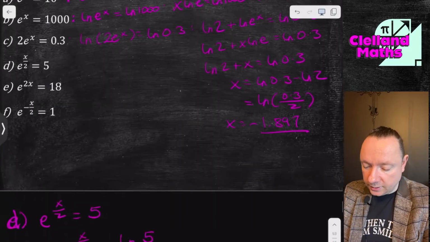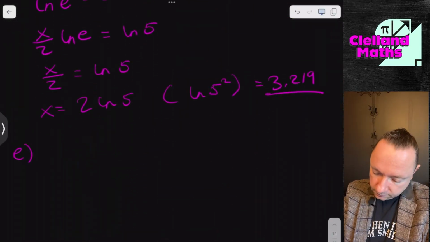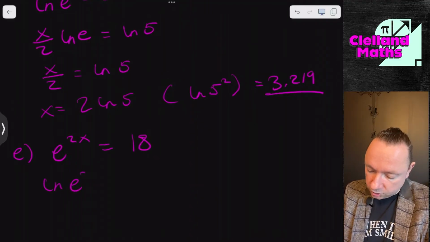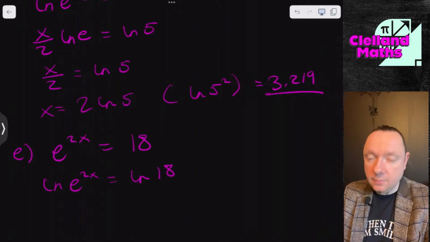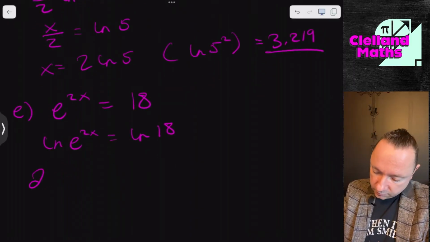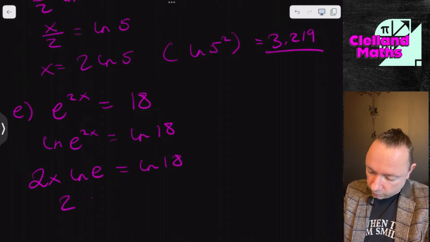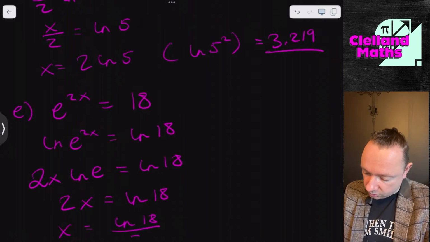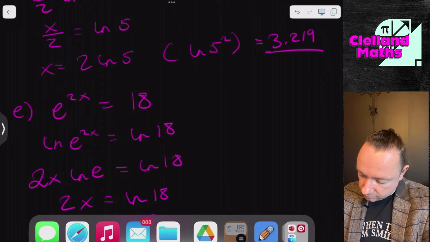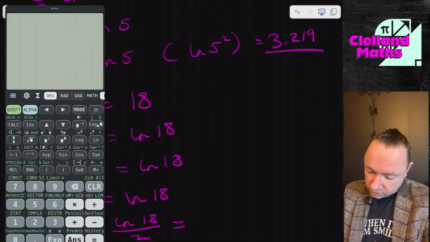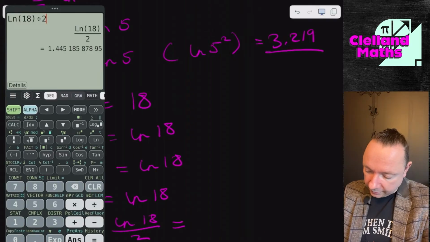Question E, e to the 2x equals 18. So log e to the 2x equals log 18. 2x comes in front to get log base e of log 18. So 2x equals log 18. So x is log 18 all divided by 2. Or a half of log 18, or 18 to the power of a half. But we'll just keep it like that, it's much simpler. Log 18 all divided by 2 is 1.445.